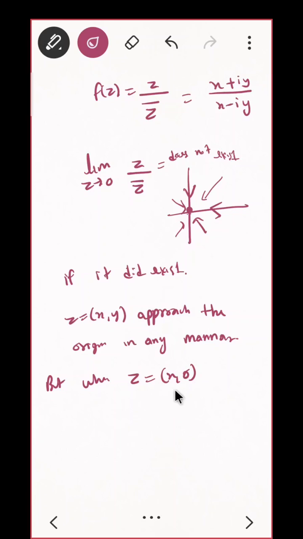Suppose I take z equal to x comma y, since it is a non-zero point and I am going towards 0, what will be your limit then? F of z will be, in place of x it will be as it is, and in place of y it will be 0. So it goes to 1. Correct? In this case your z is this.